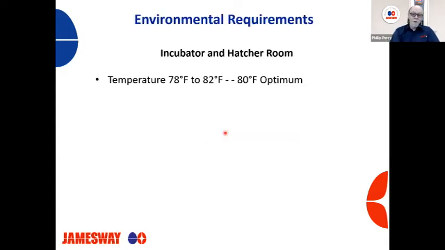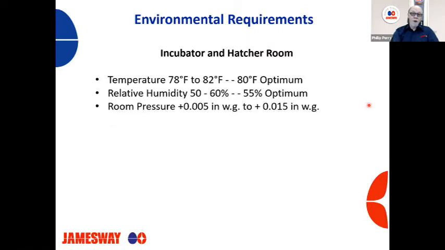The environmental requirements are 78 to 82 for our rooms, and 80 degrees optimum. Relative humidity is 50 to 60, 55% is optimum. A lot of hatcheries like to run a little bit higher. They feel like they get better performance with 60%. So if you're in a colder climate in the wintertime, and the outside air you're bringing in gets very dry, we really need to acclimate that air in the hallway before it enters the cabinet, because it does affect the behavior of the machine and the humidity, how often the spray comes on.